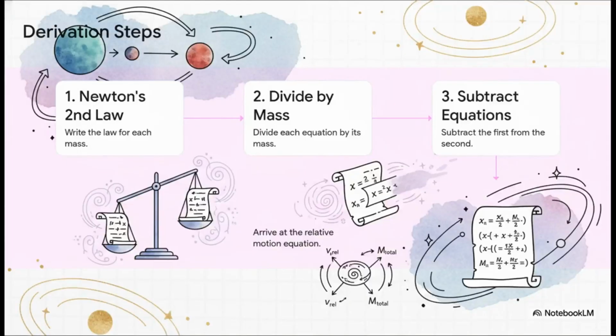The derivation itself is a really elegant piece of algebra. We just write down Newton's second law for each of the two bodies. Then we do a clever trick. We subtract one equation from the other. What this does is it lets us get rid of the individual motions and end up with a single beautiful equation that only describes their relative motion.